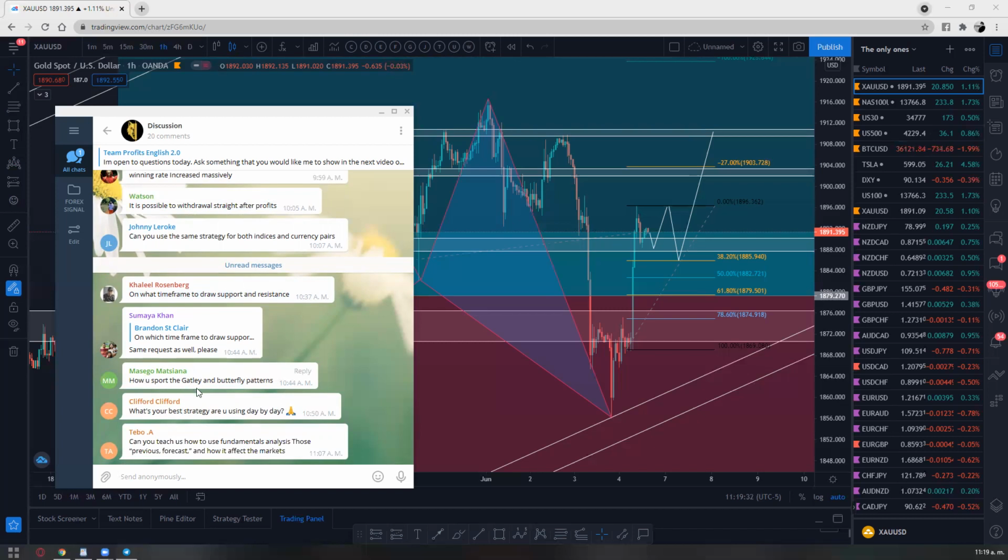How do you spot the Gartley and butterfly patterns? I think I'm going to do that in a different video because I'm going to be extending it for long. These are very complicated patterns, to be honest, to find. I kind of like trying to find this type of pattern because they're complicated to find. However, I use a certain rule that works for me.